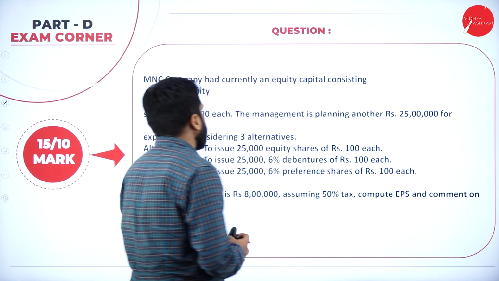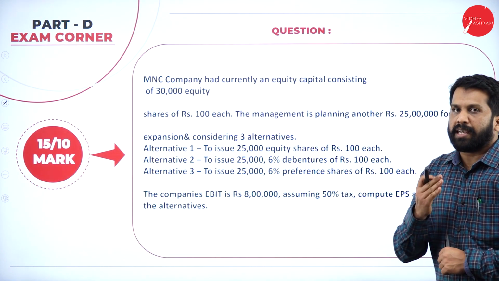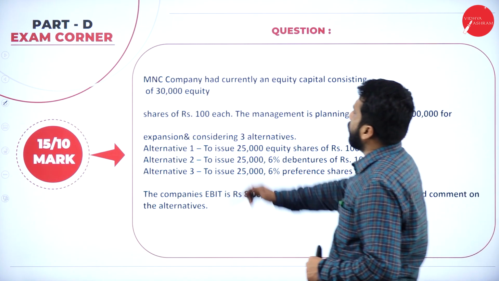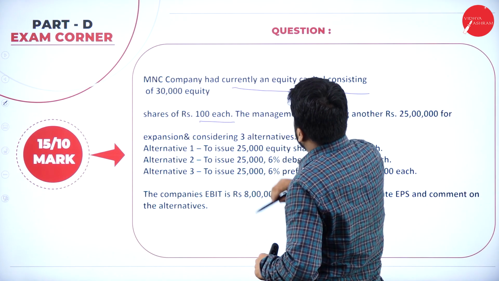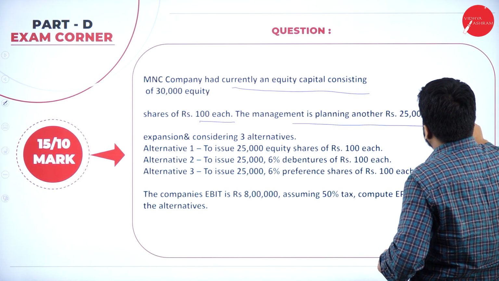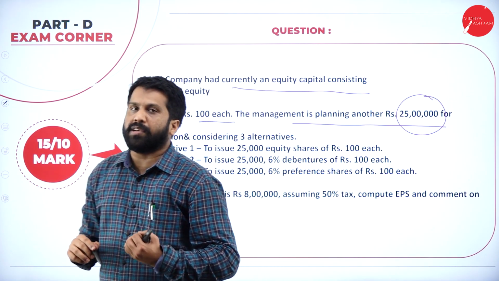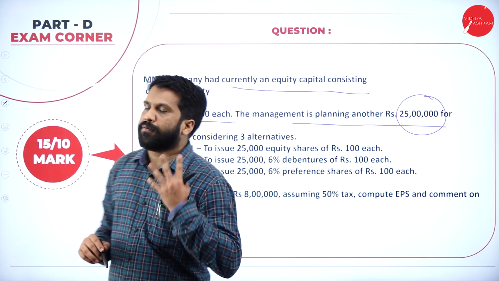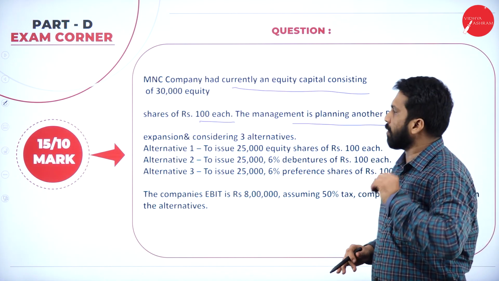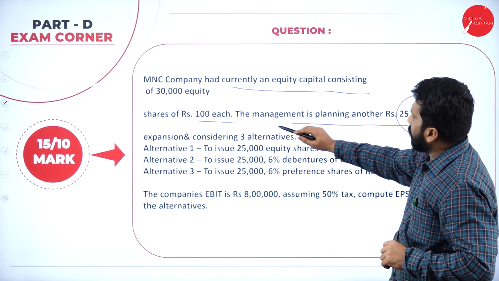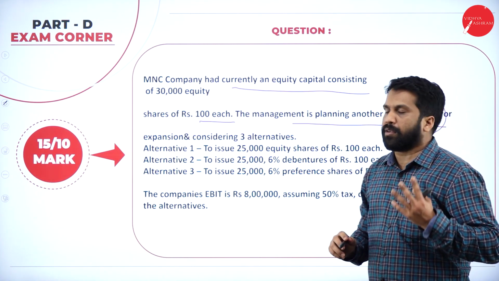Now, first we'll go with your capital structure. MNC Company Limited currently has equity capital, shares of 100 each. Management is planning another 25 lakh. So our complete problem is on what value? 25 lakh. I won't go into detail, I'll just give you the concept.